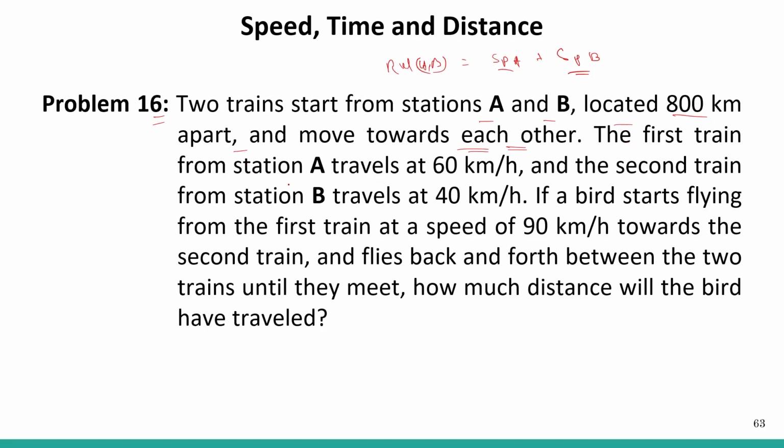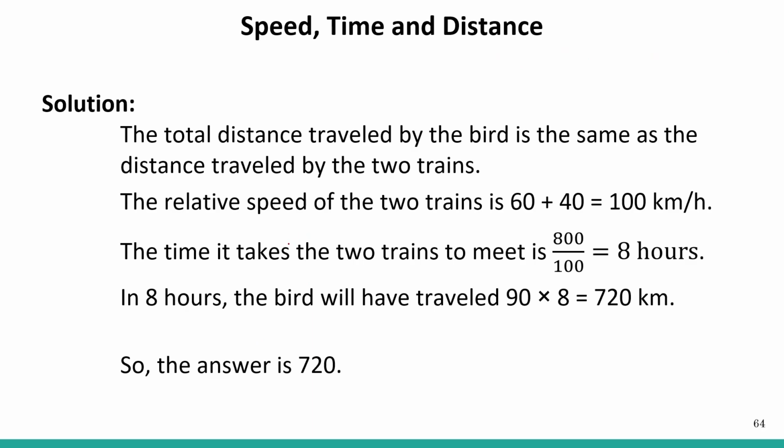So the first train from station A travels at 60 km per hour and the second travels at 40. So it will be what? 100 km per hour, their relative velocity. So if a bird starts flying from the first train at a speed of 90 km per hour towards the second train and flies back and forth between the trains until they meet, then how much distance will the bird have traveled? So the relative speed between the two trains will be 60 plus 40 equal to 100 km per hour. So time it takes for the two trains to meet is what?